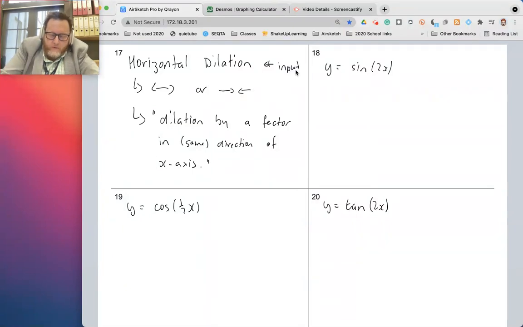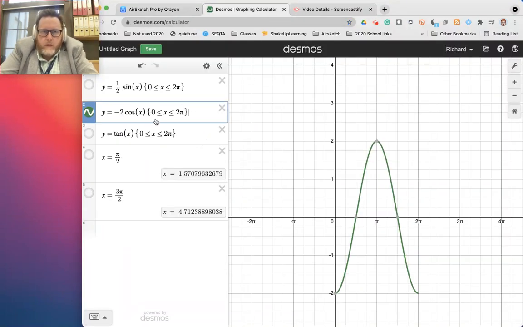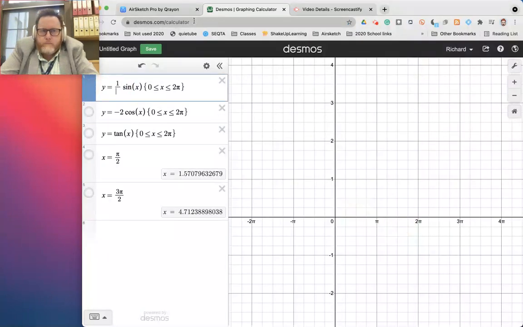And because it's an input effect, we are changing the usual input, which is x, to something else, in this case 2x. And then the second example is half x. And I've also got a tan one as well. Tan is useful in this instance here. Let's see what happens. So let's do the first one, which is y equals sine of 2x.